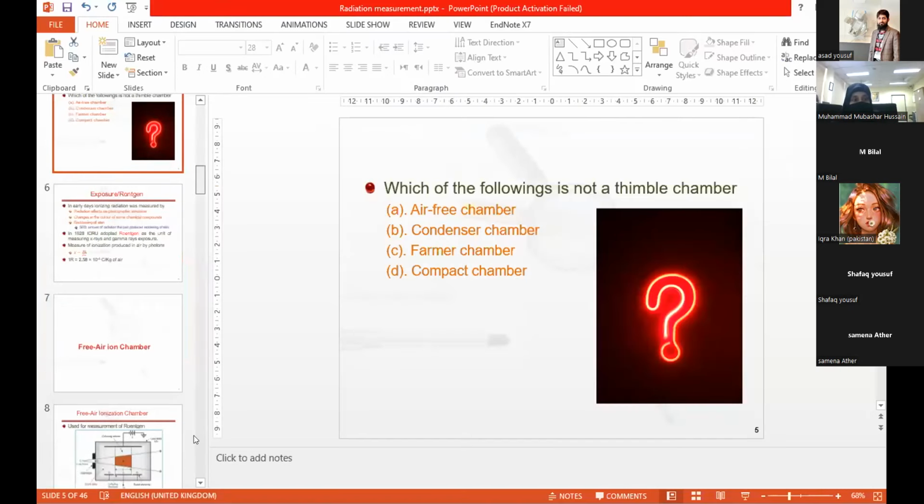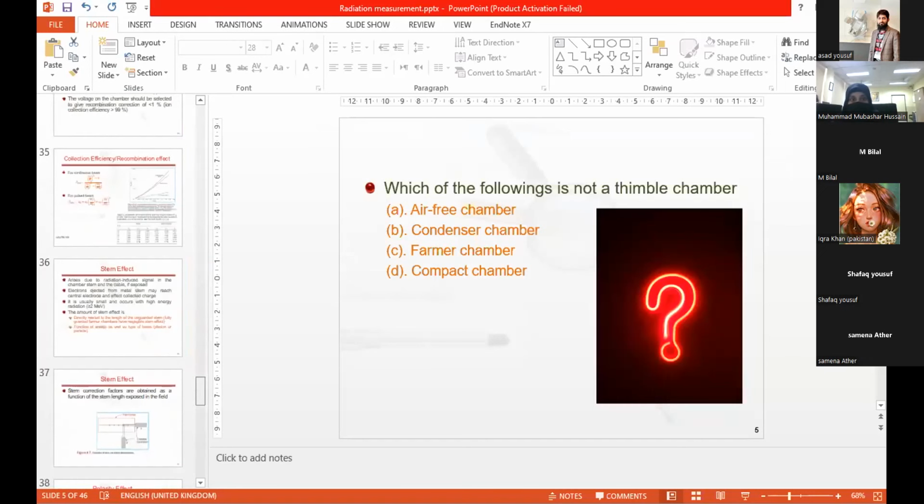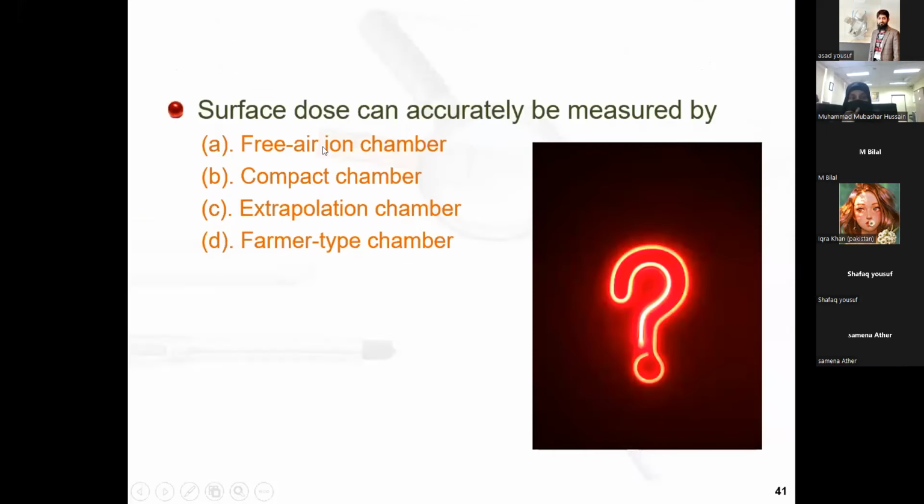Okay. I did the poll of that question. In that question, the options given were the parallel plate chamber, compact chamber, and extrapolation chamber. Plane parallel chamber and extrapolation chamber, both of these are correct answers. Actually, in this slide, I have not included the plane parallel chamber.